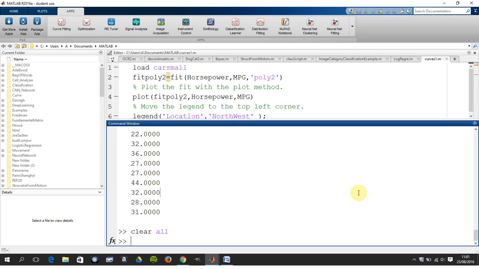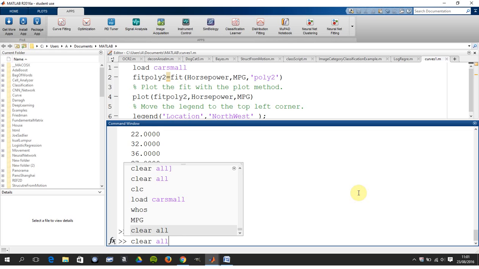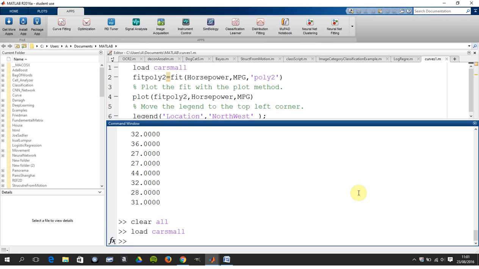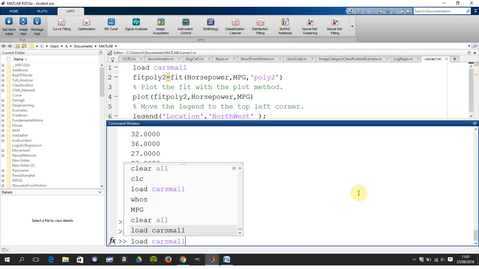Griffin's occasional series of Matlab tutorials on YouTube, and today we're doing linear regression and polynomial regression in Matlab. Matlab comes with some sample data files, and carsmall is one of them.